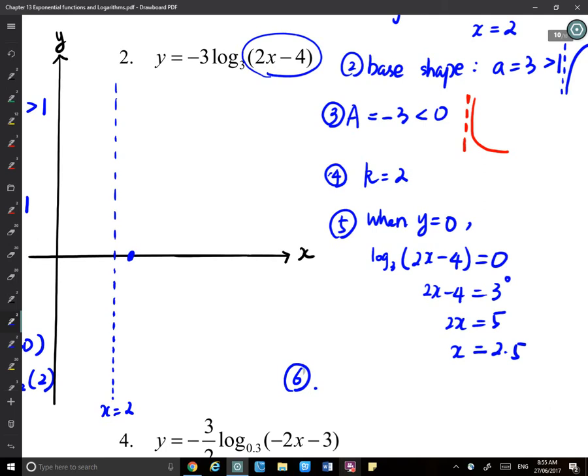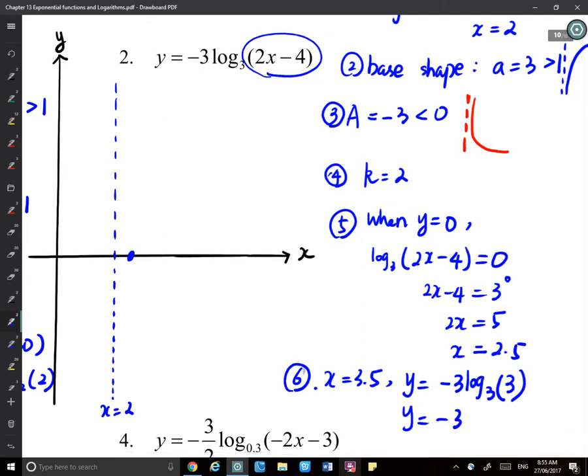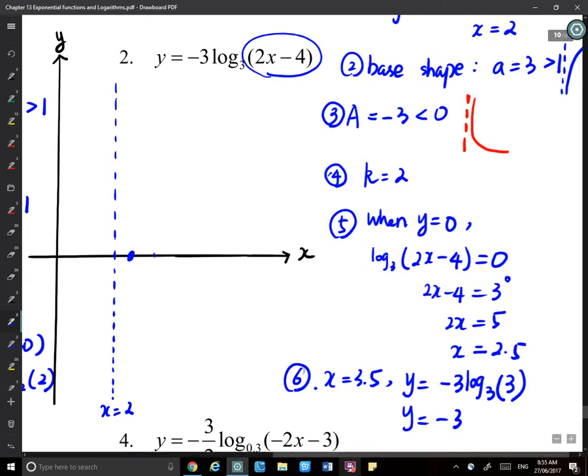3.5. Okay, so x equals 3.5. y equals minus 3 log, 3.5 times 2 is 7, 7 minus 4 is 3. So that's log 3, which is 1. So y equals negative 3. So 3.5 and negative 3. 3.5 is here. Negative 3 is here.